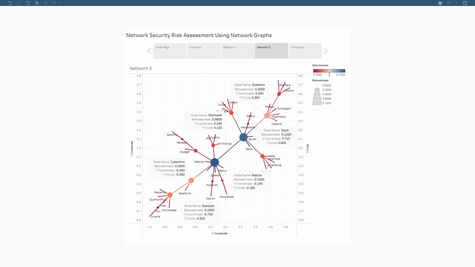From a security standpoint, Network 3 is highly fragile. If Nebula were to become infected with malware or taken offline, entire sections of the network would be disconnected and communication would fail. So, my recommendation for this client is to reduce reliance on single hubs, introduce redundancy, and prioritize protective controls around critical nodes.